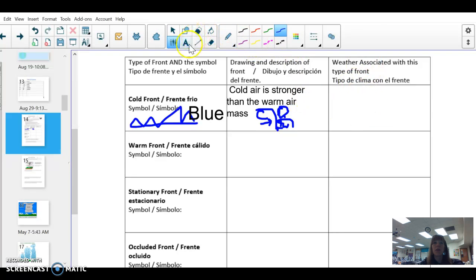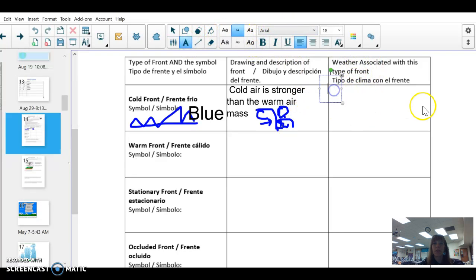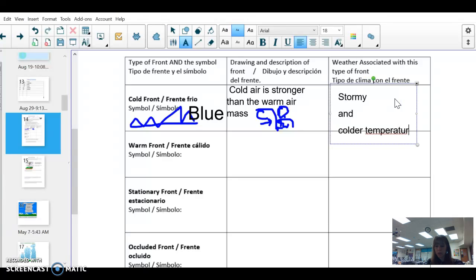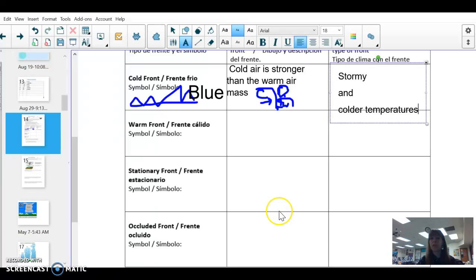Over here, I want to know the weather that is associated with it. So I'm looking for both the temperature and the conditions. So in a cold front, I would write stormy and colder temperatures. Or I could do stormy and temperatures with an arrow down. Either one is fine. Okay, go ahead and pause your video and fill out the rest of this using your patterns and fronts. When you're done, press play.